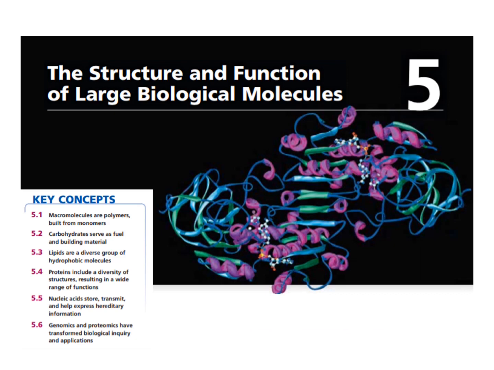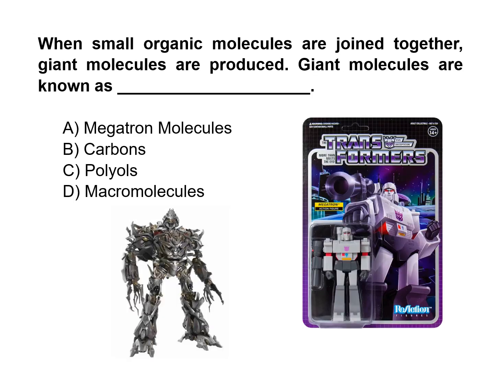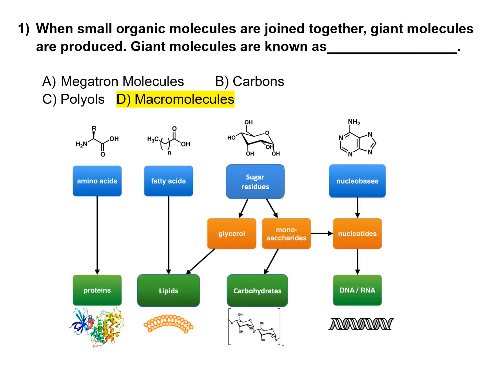Now we're going to go very quickly to the quizzes of chapter number 5 that were very easy. They are talking about giant molecules and what is the name of the giant molecule. So please tell me that you didn't pick this one. And the answer here, very easy, as we watched in the video lectures, is macromolecules.